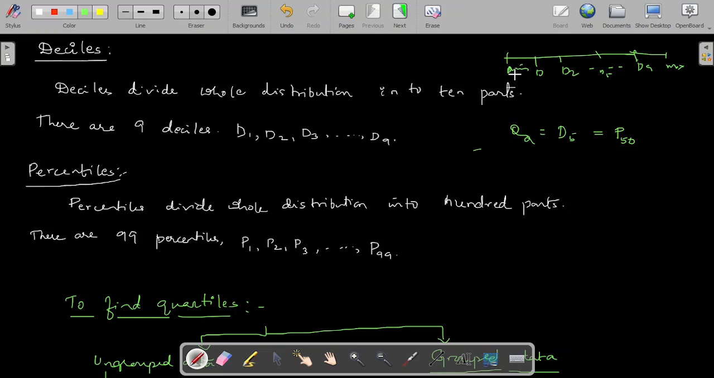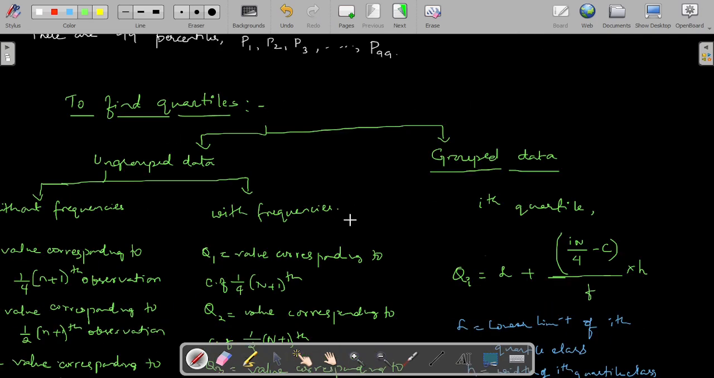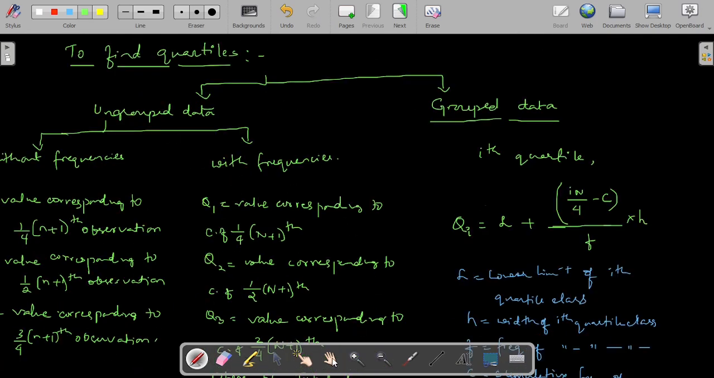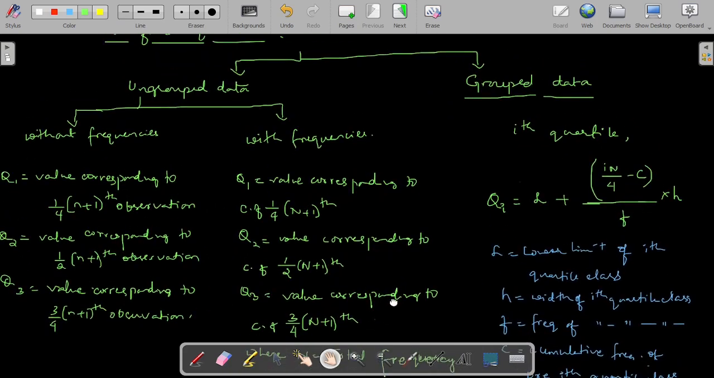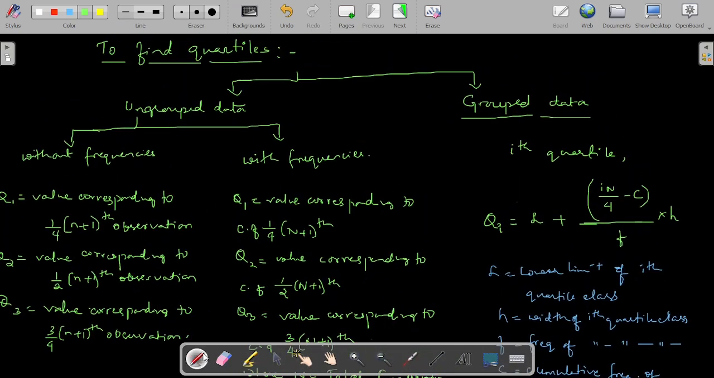These are called partition values. So if you want to calculate the number of observations which fall below 50% of the given data, then these quartiles, deciles, and percentiles will help. Now let us see how to find these quartiles, deciles, or percentiles when the data is given. You know that there are two different types of data: ungrouped data and grouped data. Under ungrouped data you also have data without frequencies and data with frequencies.